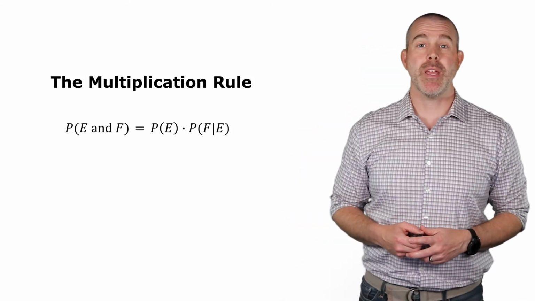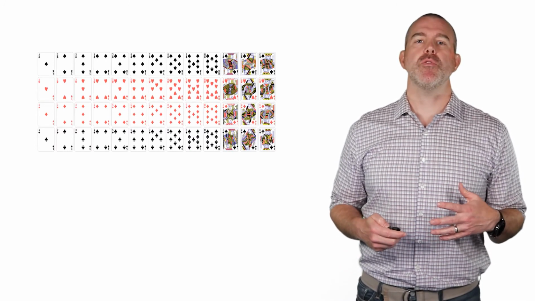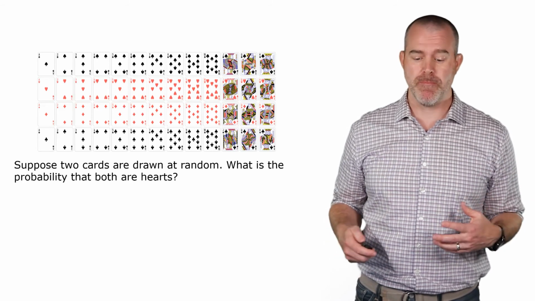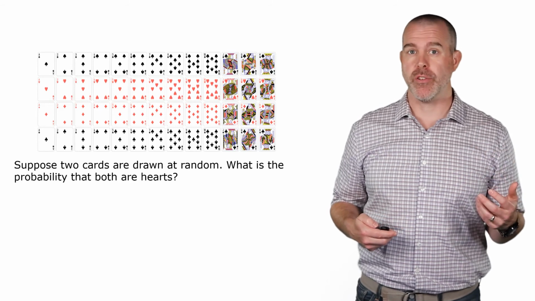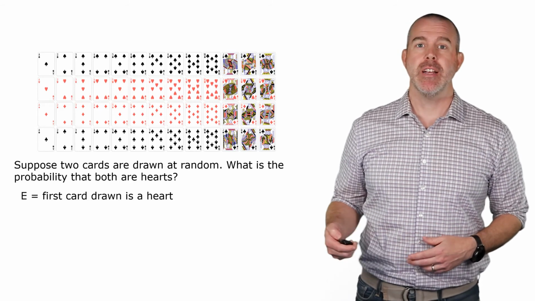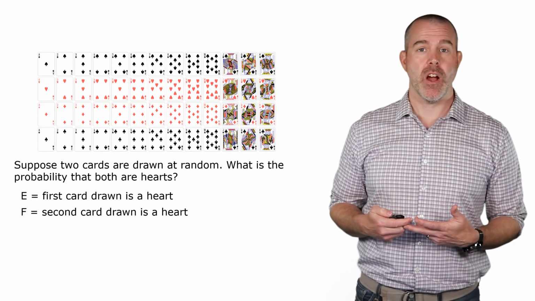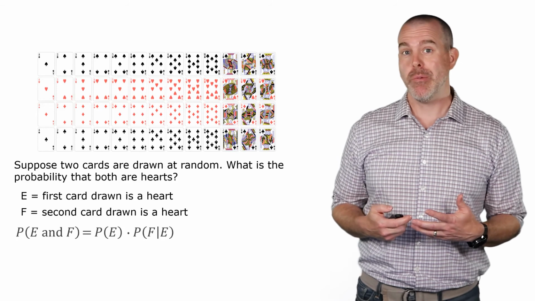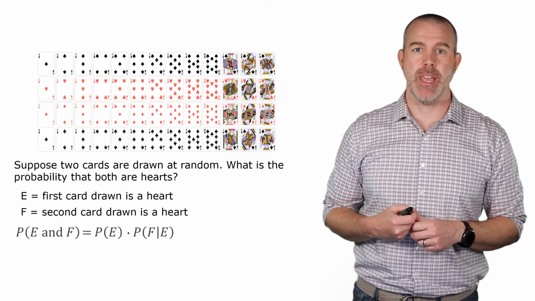Let's look at the multiplication rule in an example. Let's go back to our cards, where we have the 52 cards, and suppose we draw 2 cards without replacement, and we want to find the probability that they're both hearts. So we can define a couple of events. Let event E be that the first is a heart, and F be that the second is a heart, and we want to find the probability of E and F. Using the multiplication rule, that's the probability of E times the probability of F given E.